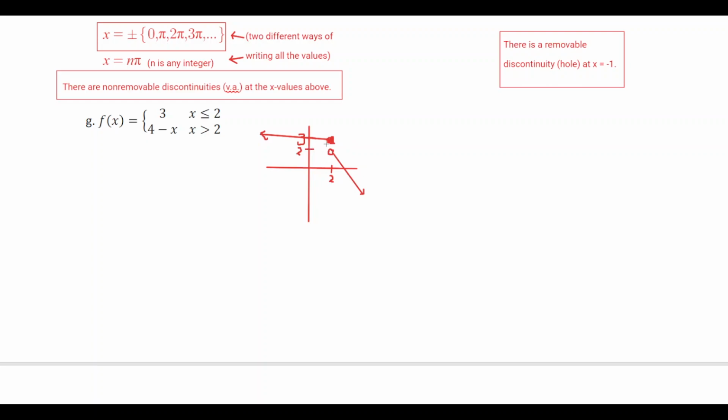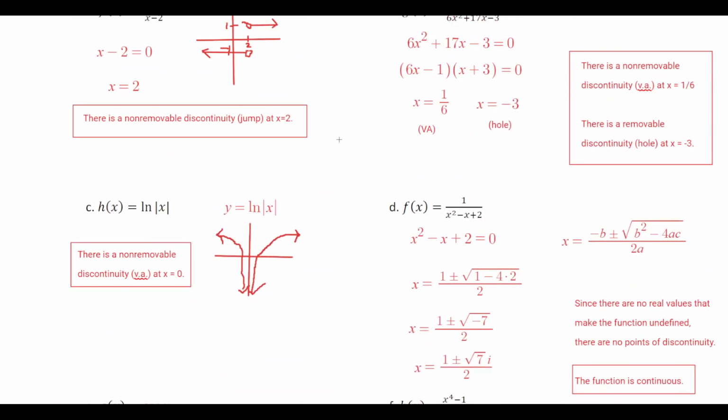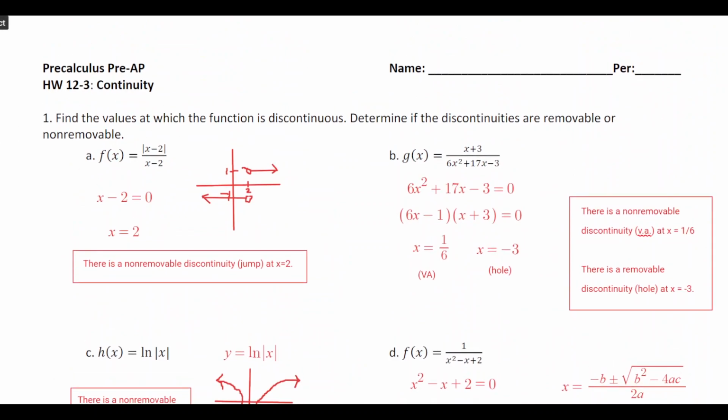So what we can see here is that it is not continuous. There is a discontinuity here. The discontinuity is happening at 2. And since the left and the right-hand limits do not match, we're going to call this a non-removable discontinuity. And this is going to count as a jump. It's not a vertical asymptote. It's a little bit more like what's going on with number 1 here.